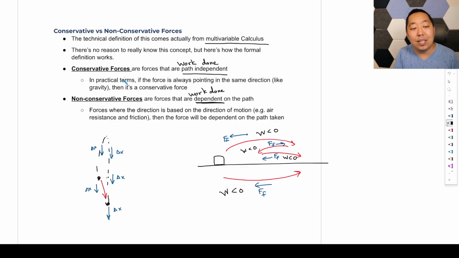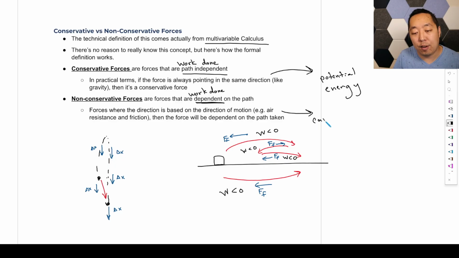There are some consequences from this, which I can't derive for you, which again would require multivariable calculus, but conservative forces lead you, for those of you later on, to potential energy. For those of you in AP Physics C, this will matter because we have a lesson on general potential energy. But with non-conservative forces, you cannot have potential energy. That's a consequence. And again, it's not a super important consequence at this point.